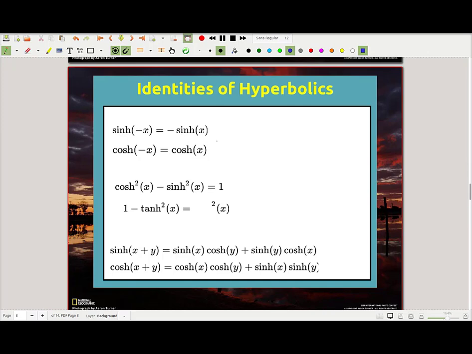Here are some identities of hyperbolics that are similar but a little different from the corresponding trig functions. Notice what we just figured out on that last slide was that cosh squared minus sinh squared equals 1, as opposed to the trig functions, which are cosine squared plus sine squared equals 1. So also what we figured out was that 1 minus tanh squared is sech squared. And you can get that by just dividing each of these by cosh squared.